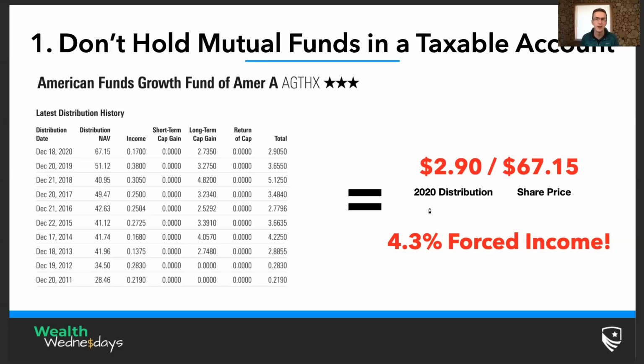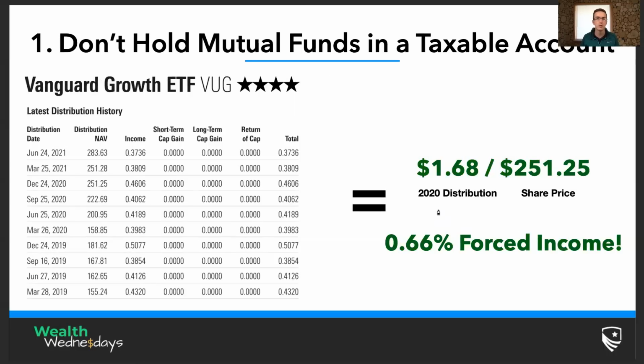So if you had $100,000 within this fund in 2020, okay, you would have had $4,300 of taxable income, long-term capital gains at least, but nonetheless taxable income that would have been forced upon you that you had absolutely no choice over. And so are there better alternatives? Let's compare to Vanguard Growth ETF. Again, this is a large cap growth ETF, okay?